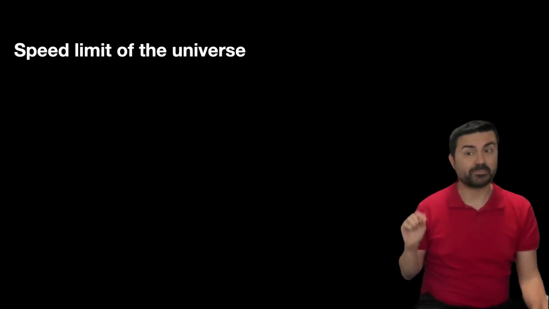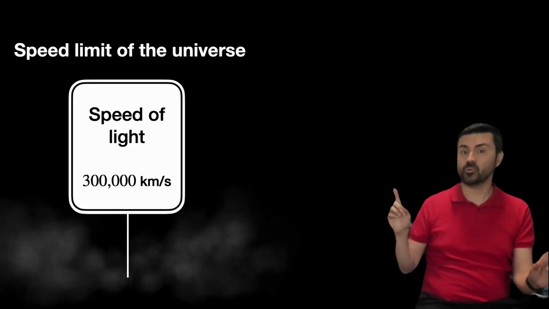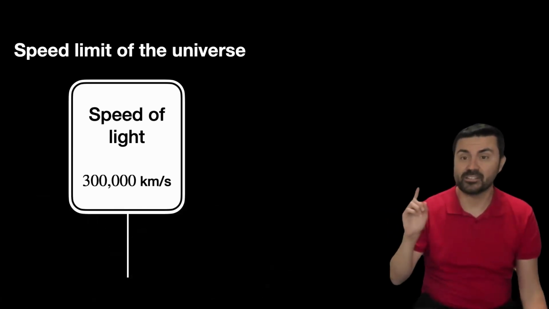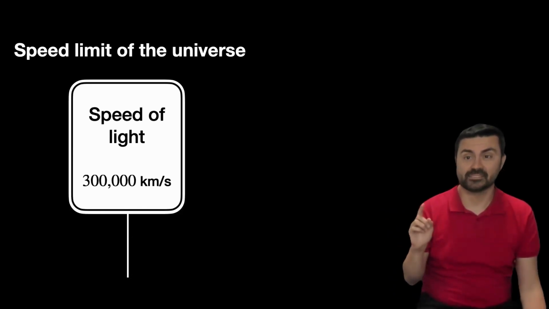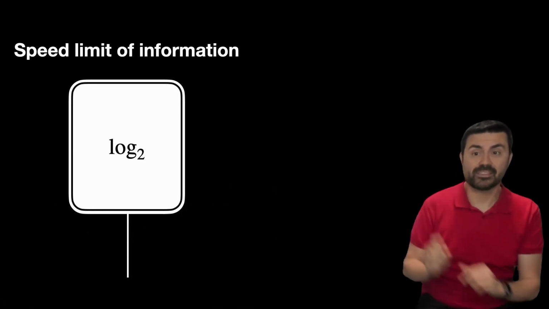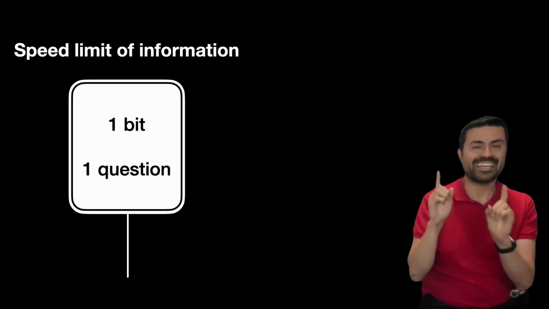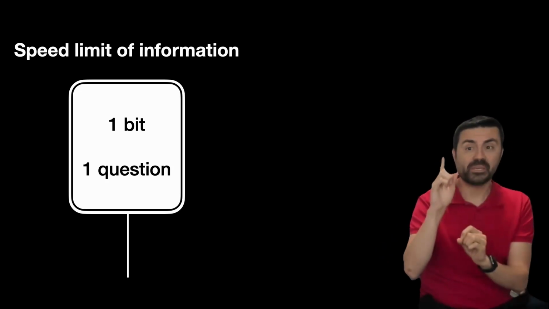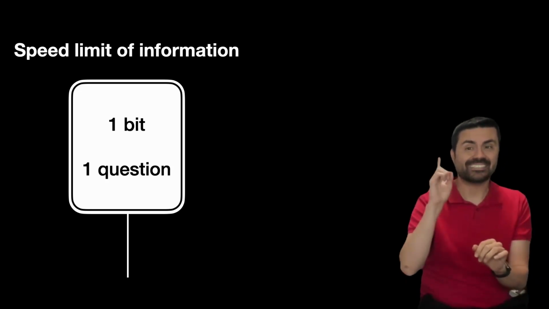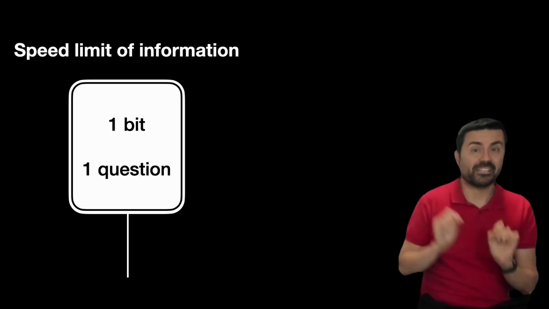So first of all, what is the speed limit of the universe? Well, we all know it's the speed of light, which is 300,000 kilometers per second. Now, information also has its own speed limit, and that is the logarithm base 2. Don't get scared of the word logarithm. What I really mean is 1 bit, 1 question. That means if you want to gain 1 bit of information, you need at the very least 1 yes/no question. Or the most you can gain with a yes/no question is 1 bit of information.